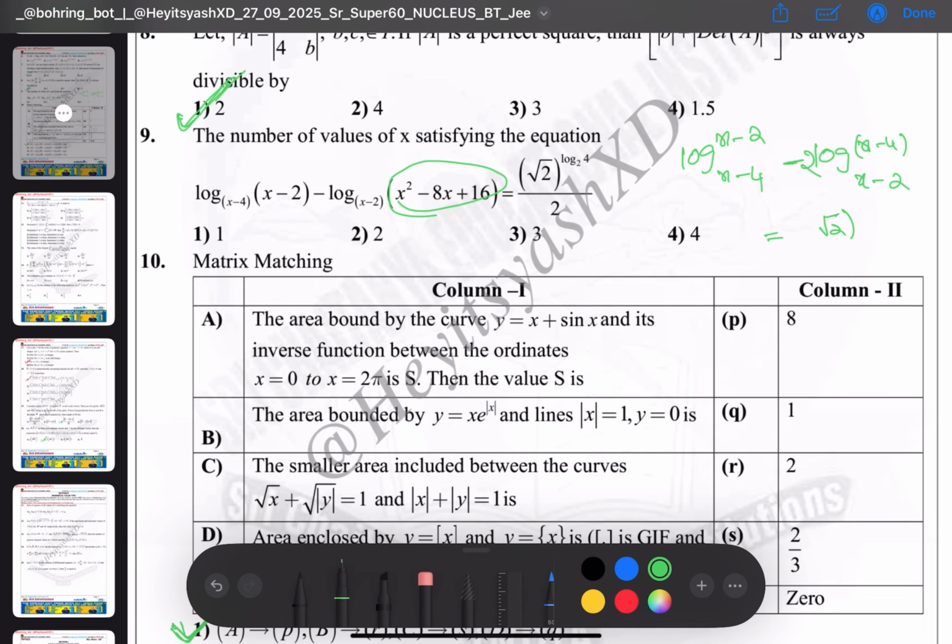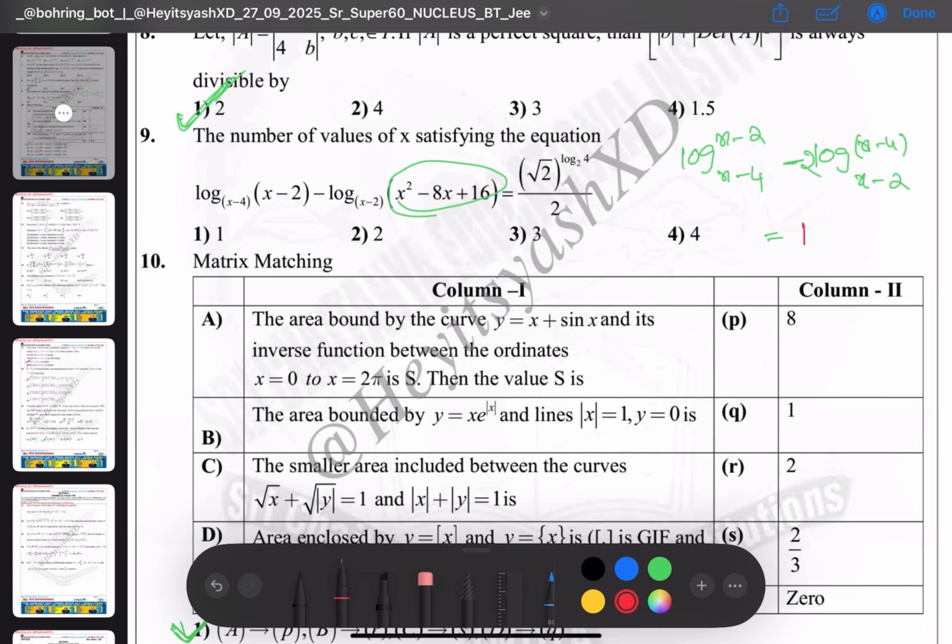so root 2 to the power log 4 base 2, by 2. Now root 2 can be written as 2 to the power 1 by 2 log 4 base 2. So this 1 by 2 can go here. So 4 power 1 by 2, 4 power 1 by 2 is 2. So 2 power log 2 base 2. So that is simply 1, so this is simply 2. So the numerator is 2. The denominator is 2. So the RHS part will become 1.